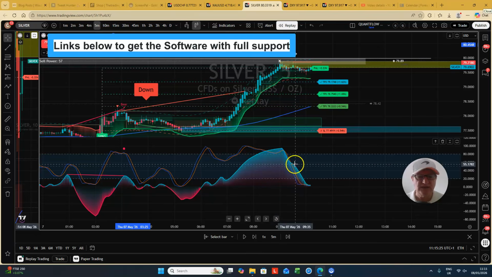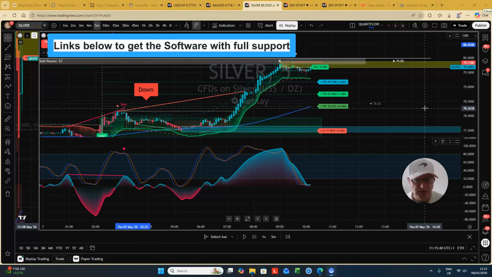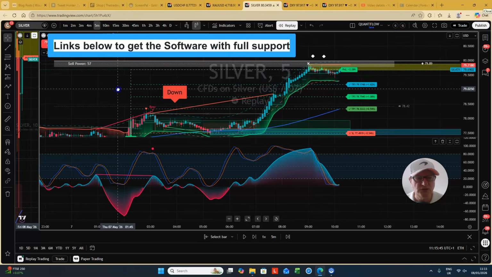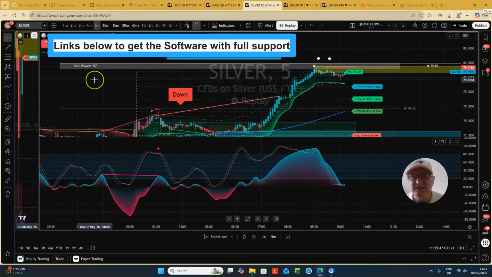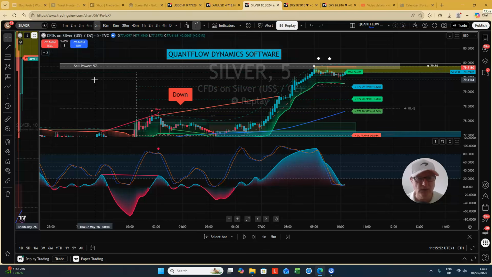So there's a couple of things here to be aware of. As soon as the oscillator comes down from overbought to this position here, this is the perfect swing trade. So alarm bells should be ringing that the price is going up. Now have a look at this tool here on your left, Sell Power 57. This indicates that we have a very weak supply zone. There's no sellers here, by the way. Above 60, I would be concerned maybe. But have a look at what happens next.